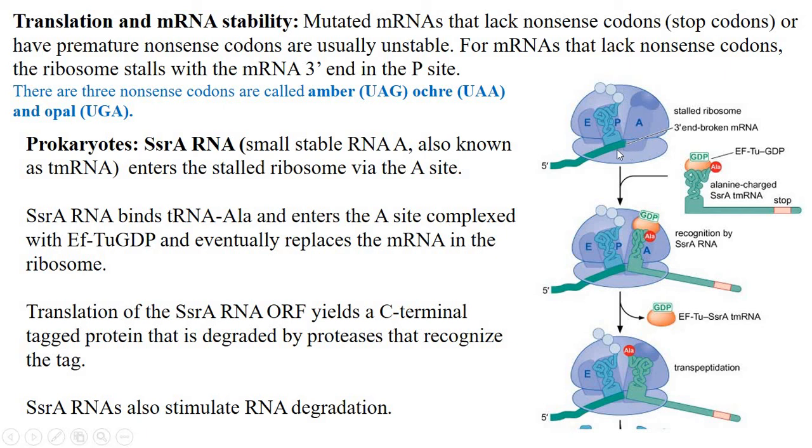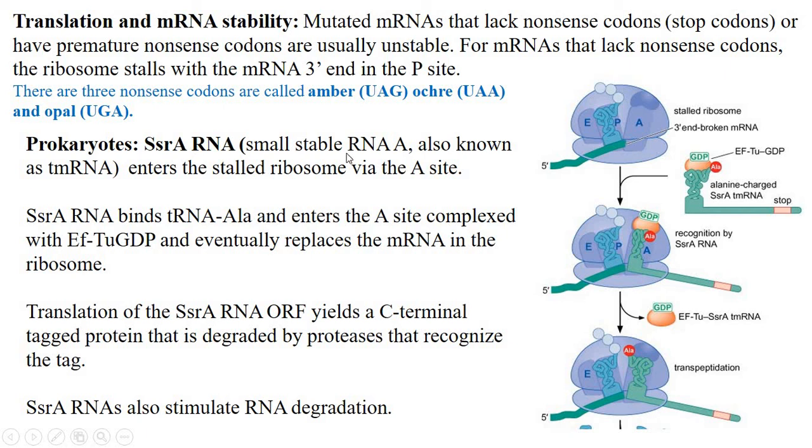Here, if it makes it to translation and reaches the end where the 3' end is broken, in that case there is no poly-A tail. Or think about it in prokaryotes, because prokaryotes don't have a poly-A tail or 5' cap. If this is a prokaryotic mRNA and it reaches the end, there is no stop codon, and translation has reached the end. What happens in that case is there is the small stable RNA A, also called tmRNA, in short SsrA RNA.